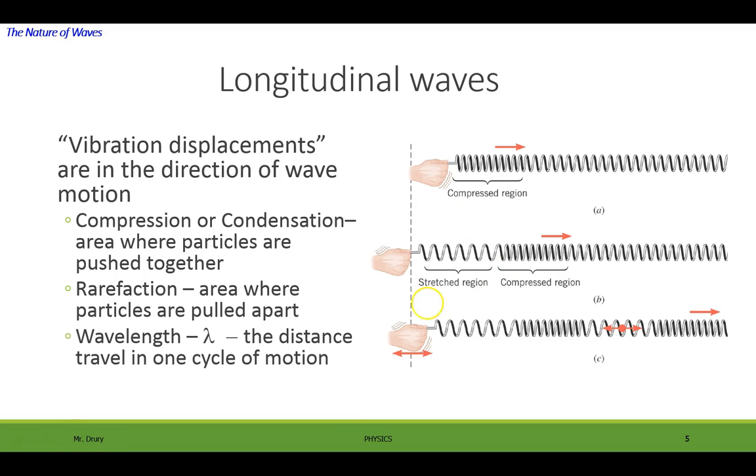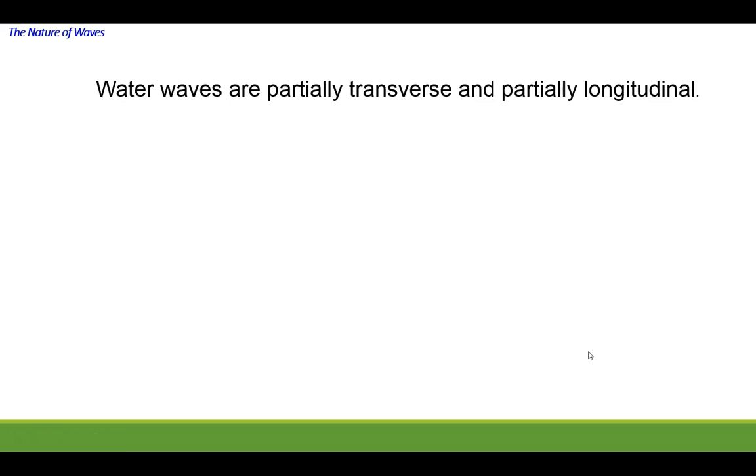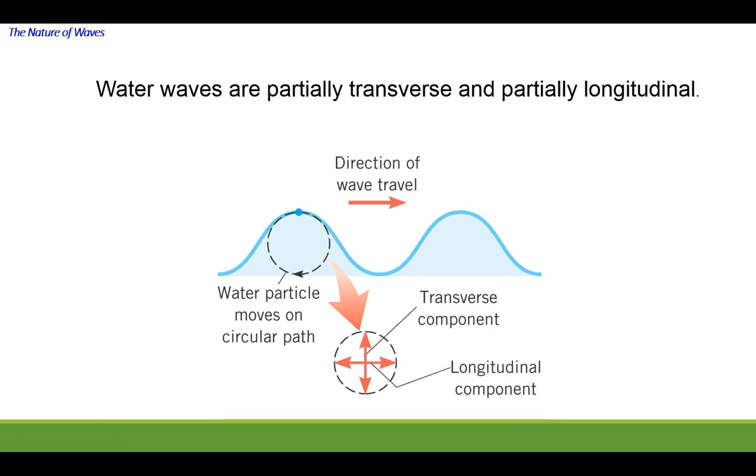If you take the distance between any two, like from a rarefaction to a rarefaction, that would be a wavelength. Or from compression to compression would be a wavelength. Water waves are kind of interesting because they're both transverse and longitudinal at the same time. It has a transverse component going up and down, and a longitudinal component going back and forth, and it creates a circular motion. That's why you see the rolling waves.